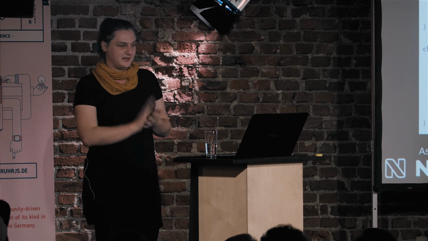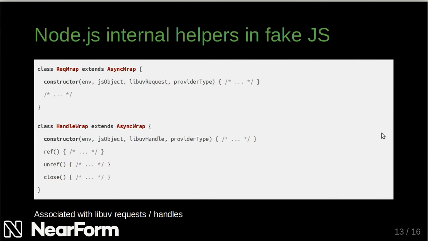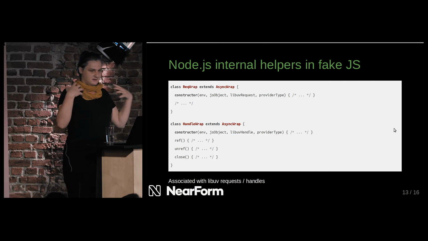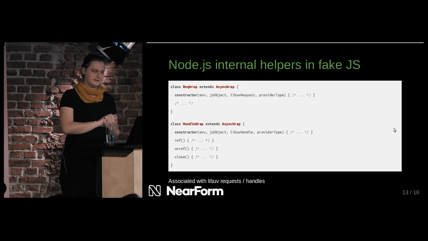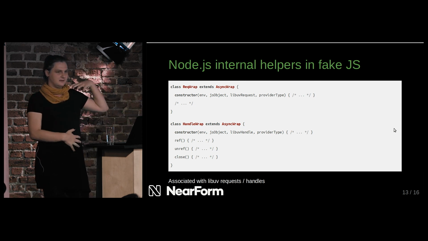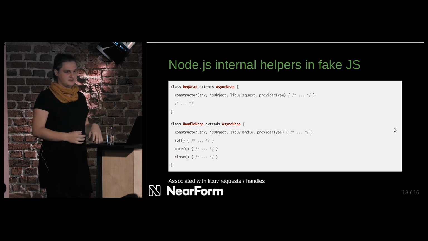So inheriting from async wrap, we have some helper classes that take care of some things when we're talking about libuv handles. We have request wrap, which does something for requests, which we're not going to use, but it's there. And we're going to have handle wrap, and this is the thing that we're going to inherit our timeout class from. It also comes with some built-in helper methods.